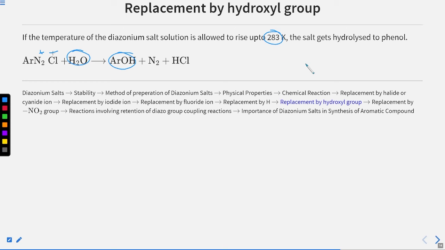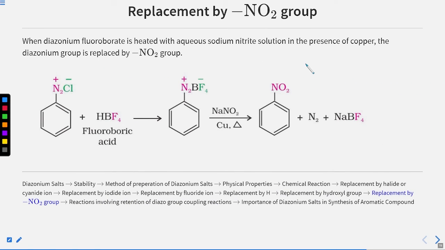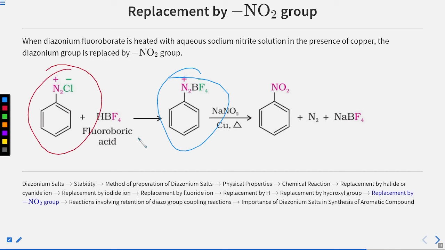Now, next is the replacement with the NO2 group. For that, you will first convert your diazonium salt into this N2 plus BF4 minus. And then you will treat it with NaNO2 and Cu. You have to do this reaction through this step. This will give you ArNO2, N2 and NaBF4. So in this way, you can replace your N2 plus Cl minus with the NO2 group.